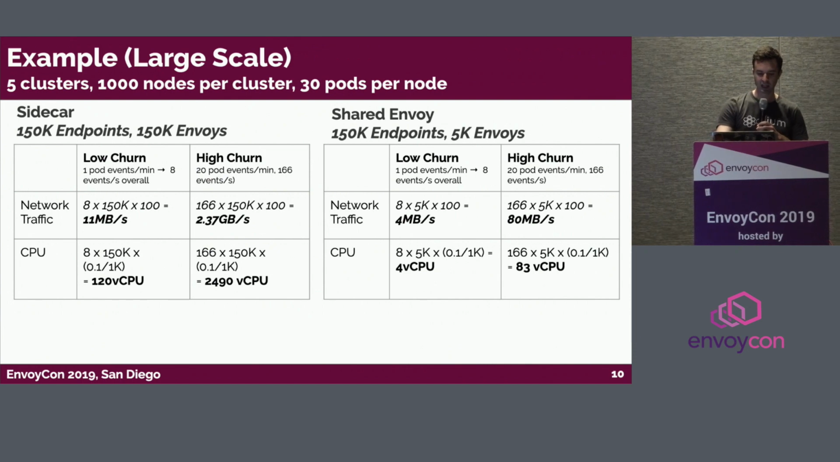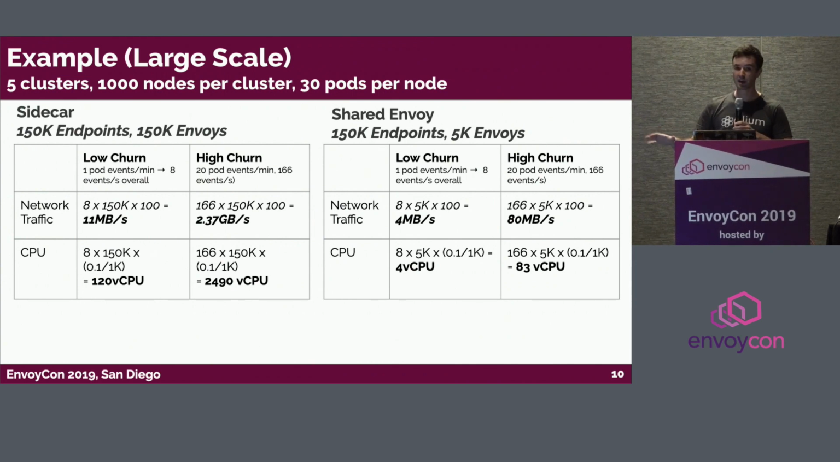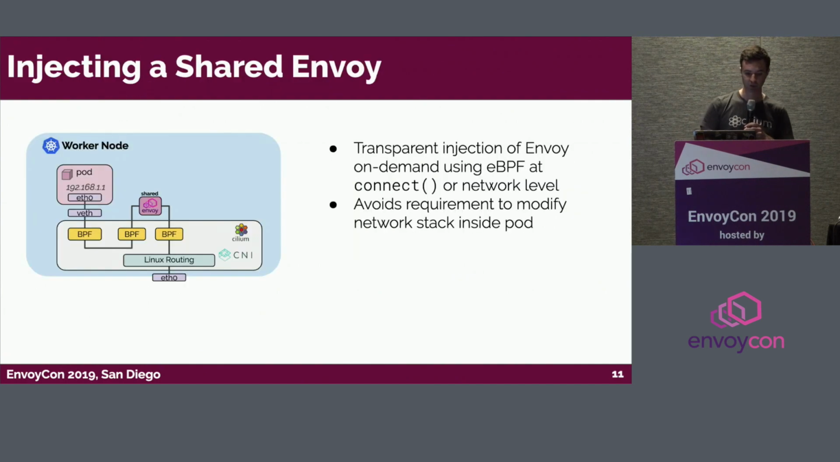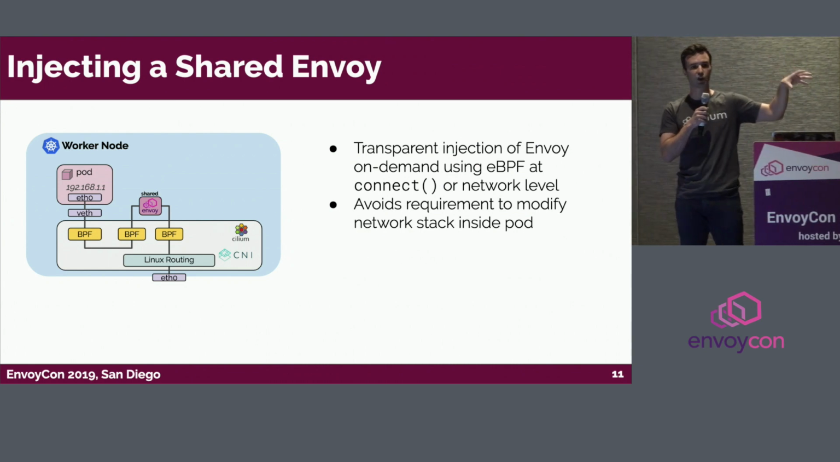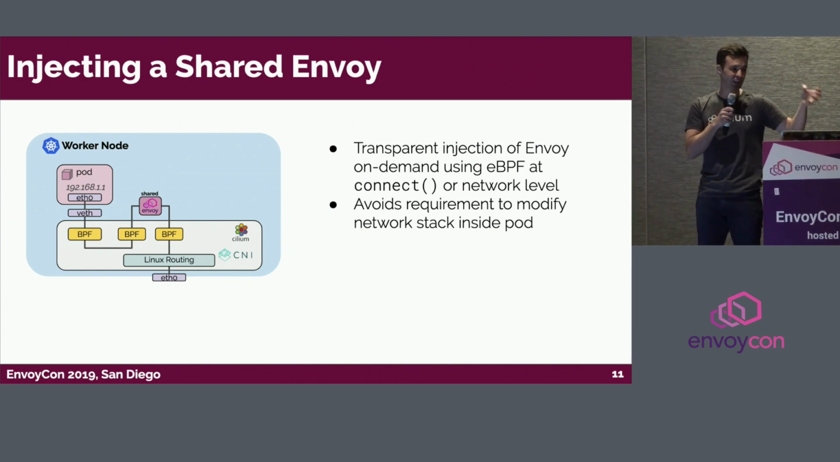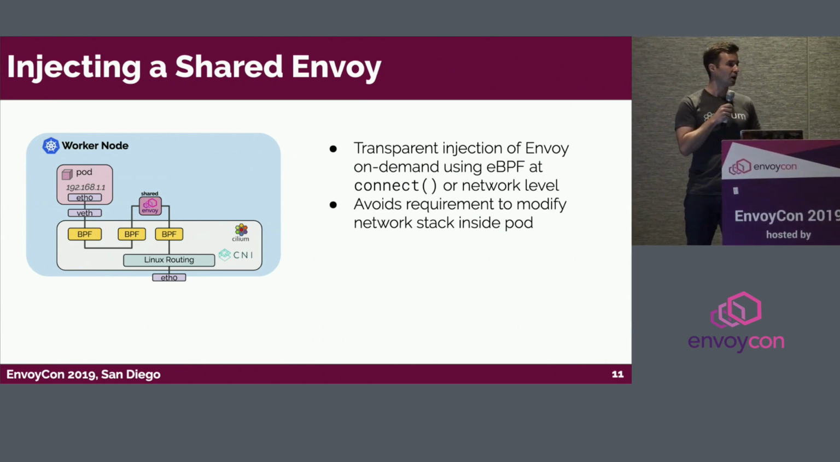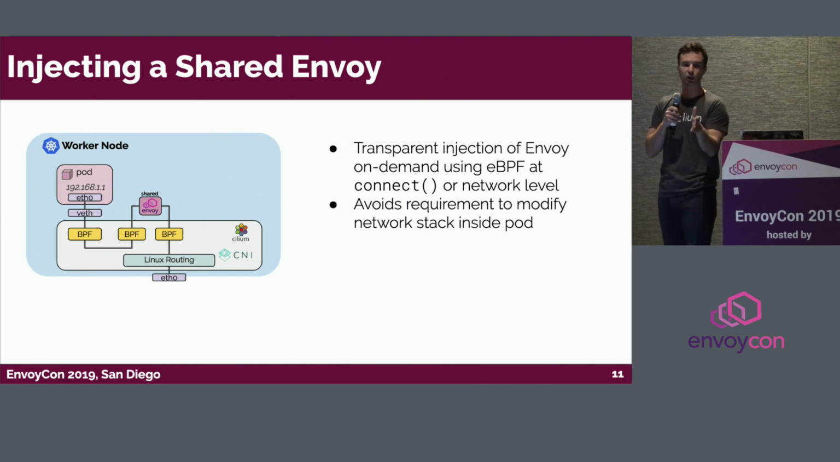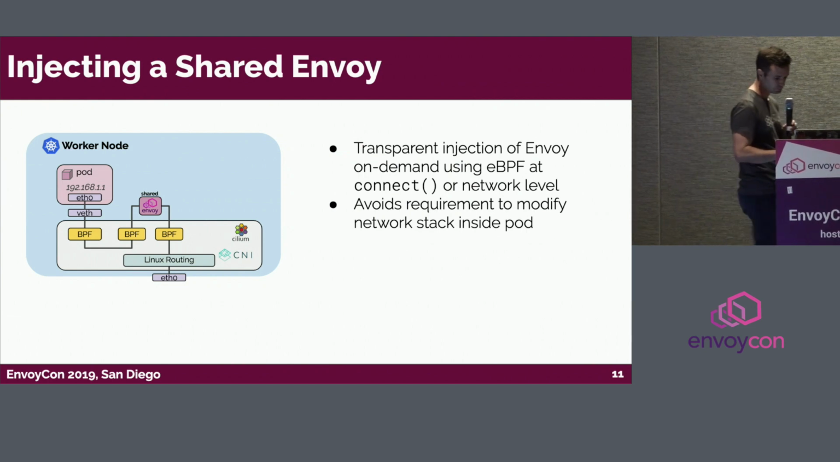So that's the background. Let's look quickly into some of the details of how this actually looks. I won't have time to go over everything. If you want to learn more about this, feel free to talk to me after the session. So, injecting a shared Envoy: if we don't have Envoy as a sidecar in the pod, how do we actually inject Envoy? If you use Cilium, we can inject Envoy automatically on demand outside of the pod, which means any traffic entering or leaving a pod can be redirected through Envoy using BPF.